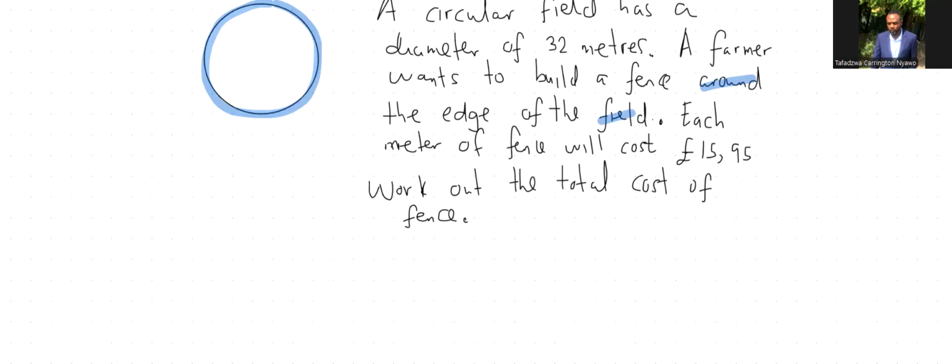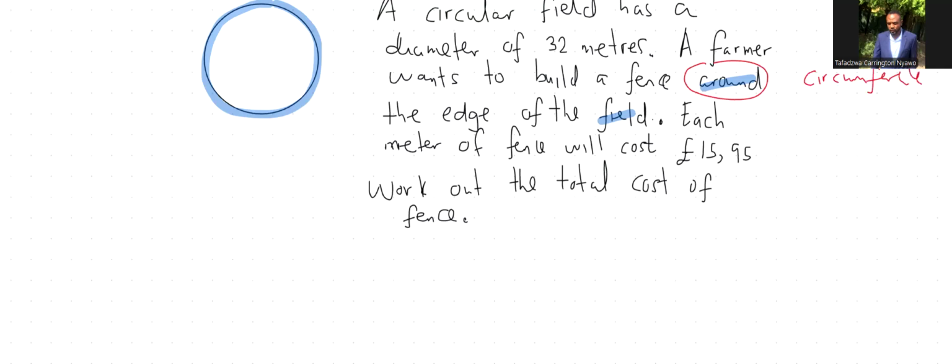So what are the keywords that they've given us? Whenever they give you questions, they actually provide you with the guidelines. So in this case, they told us what the farmer wants to do. The farmer wants to build a fence around the edge of the field, around the edge, around. It means circumference. So they said around. It means circumference, isn't it?